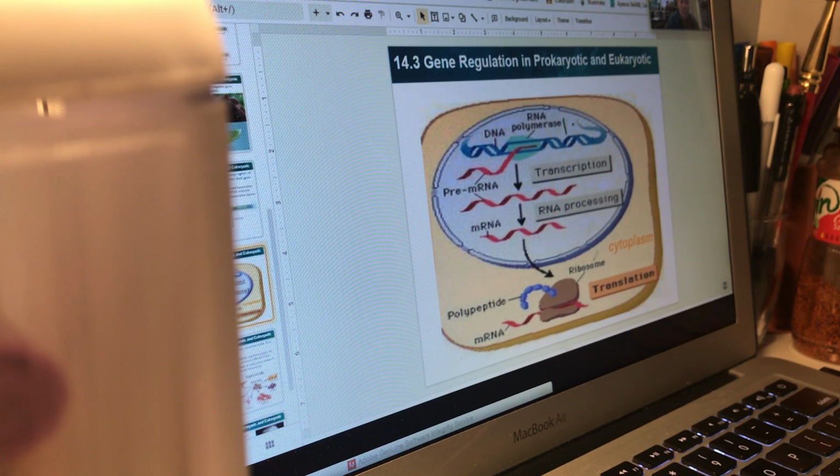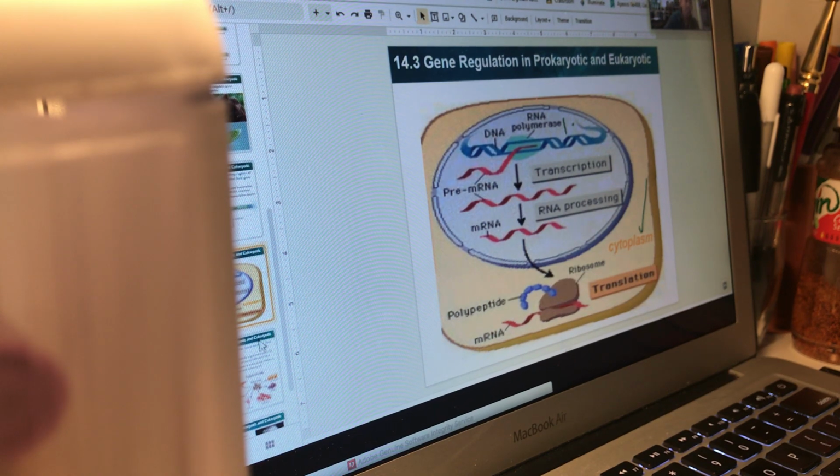And then once transcription is done, that messenger RNA, it gets a cap and a poly A tail. Then it goes into the cytoplasm, where translation takes place. So transcription occurs inside the nucleus, and then translation occurs in the cytoplasm. Here is your ribosomal RNA. The transfer RNA is not shown here, but you can see the protein, polypeptide, being developed. And the red represents your messenger RNA. This is your messenger RNA, okay? It's being produced. Gene regulation.